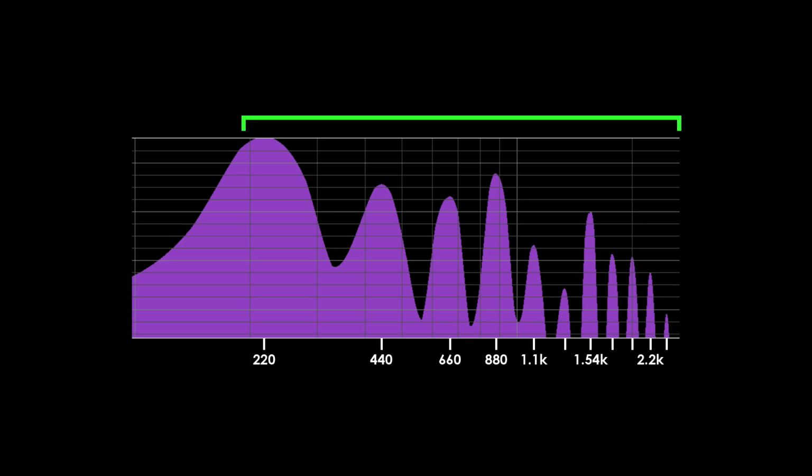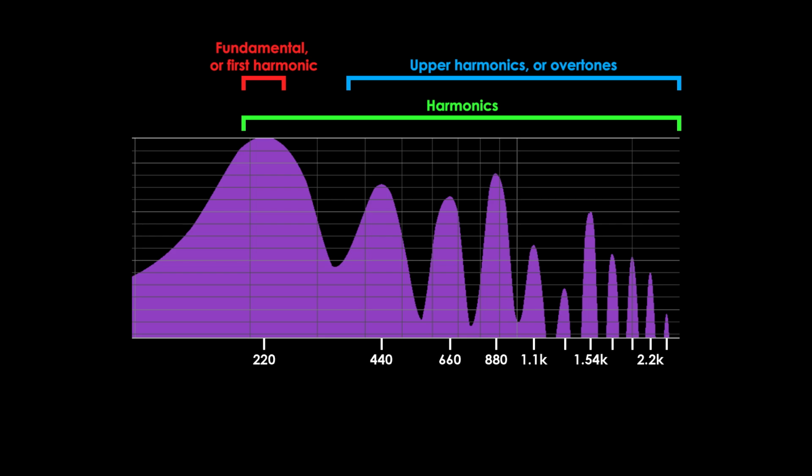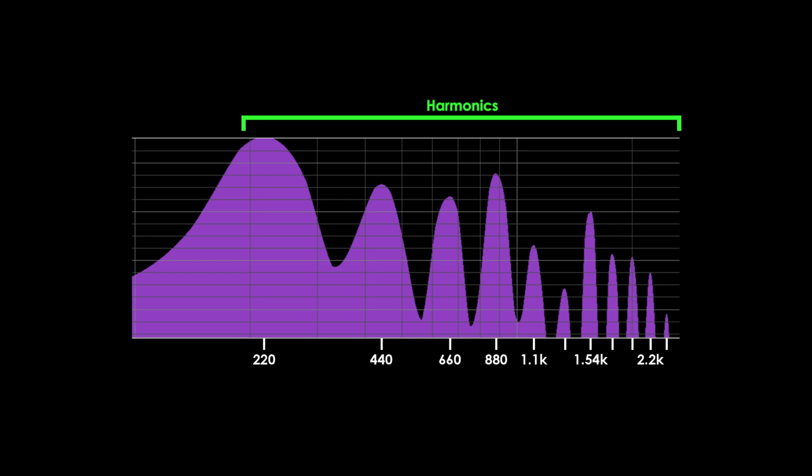The fundamental frequency and all frequencies that are multiples of the fundamental are called harmonics, and the fundamental is considered the first harmonic. The rest would be the upper harmonics or overtones. Typically, musical tones will only have harmonic components, that is, components with frequencies that are multiples of the fundamental.